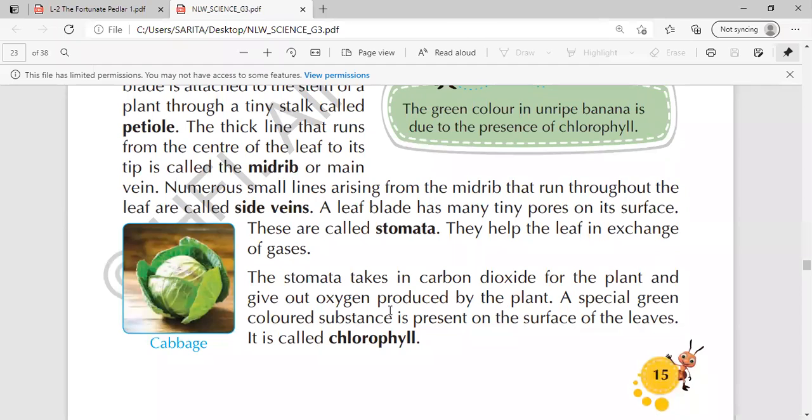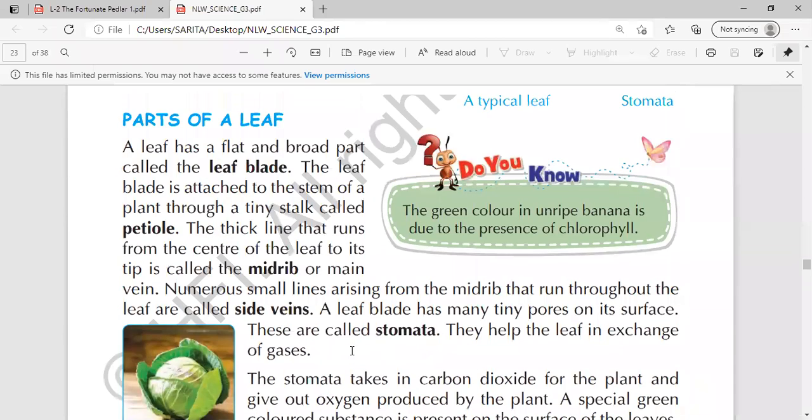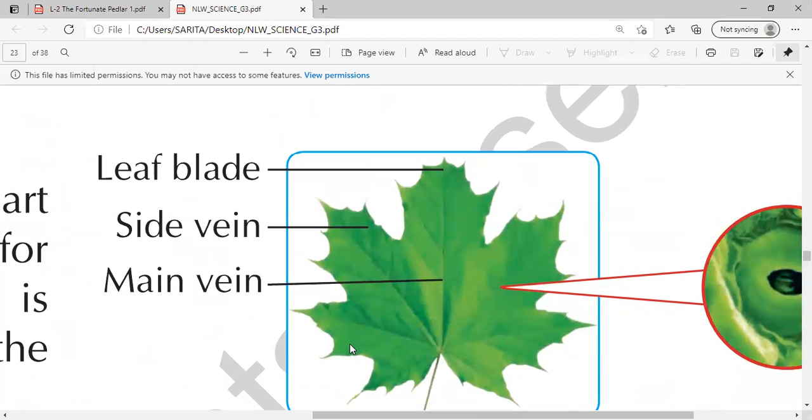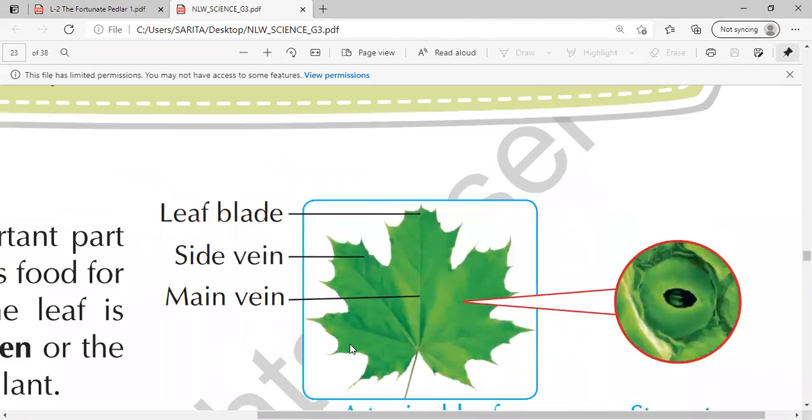A special green colored substance is present on the surface of the leaves. It is called chlorophyll. Do you know why the leaf is green? Look at the picture. This leaf is green just because of chlorophyll. The chlorophyll gives the leaf a green color. Look at the picture once again.